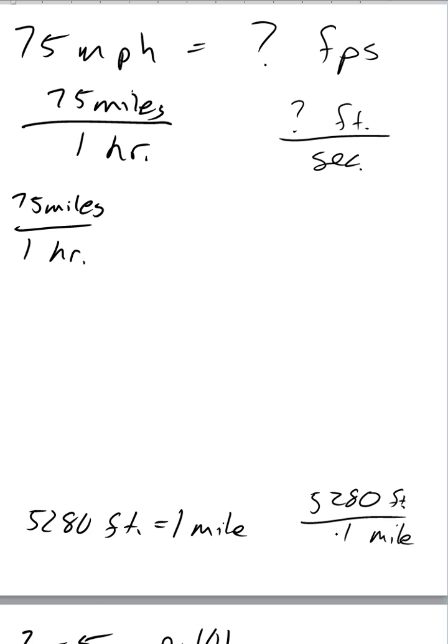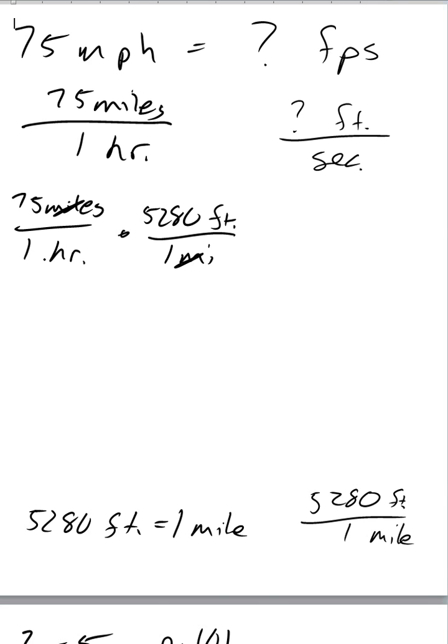And so that's the same as 1, so I can put that right up in here. And so I've got 5,280 feet over 1 mile. So now I can go ahead and do that. I've already got this, and that cancels off. So I got my answer in feet per hour. Okay, so I need it in feet per second, though.